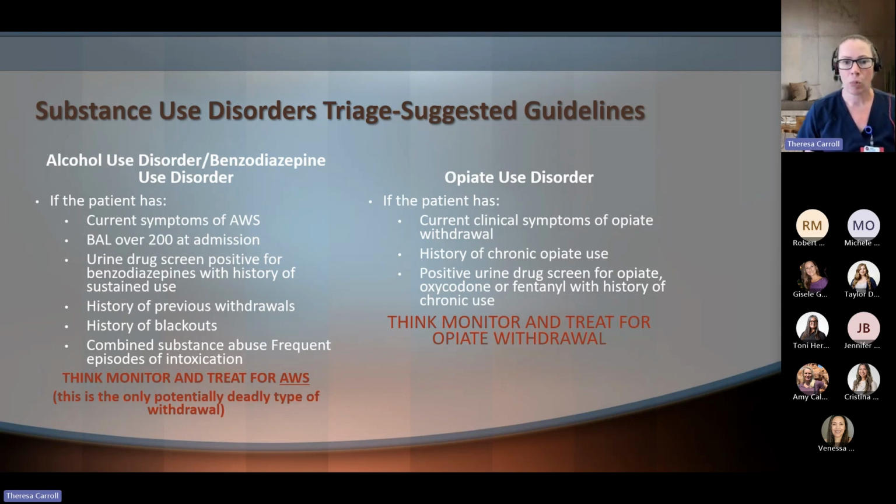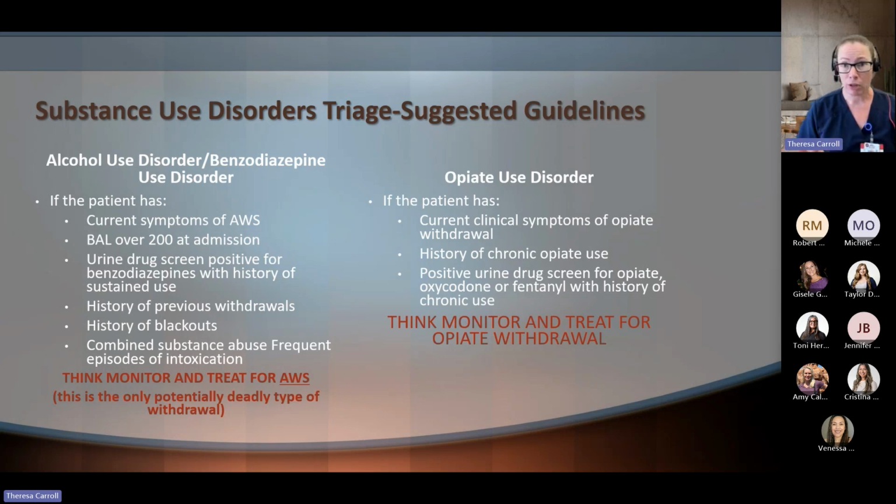So when we're triaging, we want our staff to first look at being concerned about alcohol withdrawal. So we want to assess and rule that out first, and then move on to opiate, and then we'll move on to the rest of the substance use disorders. So things to be concerned about, things that should be setting off all kinds of red flags for you: if your patient already has current symptoms of alcohol withdrawal, if they came in with a blood alcohol over 200, or a urine drug screen that was positive for benzos, or history of sustained use. So if they've been habituated to a benzodiazepine or alcohol. If there's been prior history of withdrawals, if we know that, or any history of blackouts, or if they've had combined episodes like frequent intoxication.